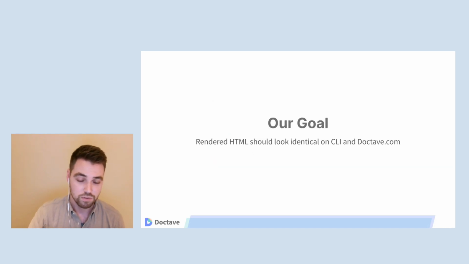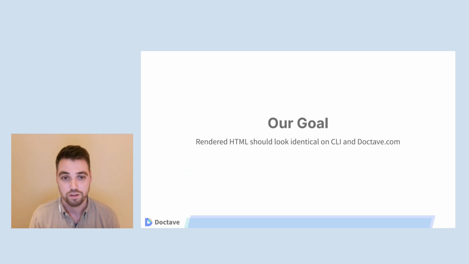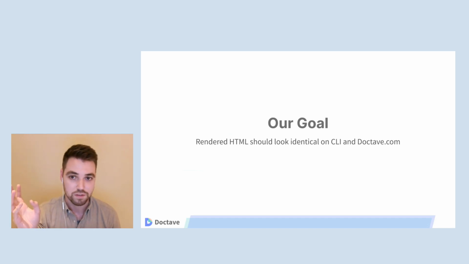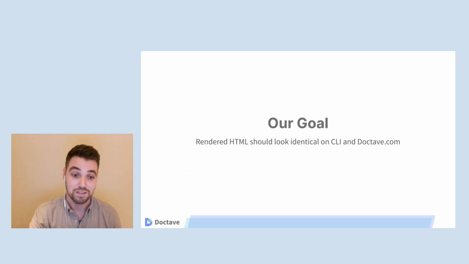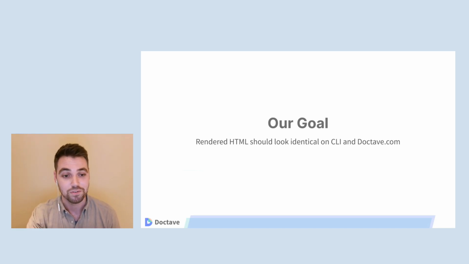So one of the goals here, of course, was that the HTML that we generate had to be identical, both when we were using the CLI and Doctave.com. I didn't want them to be different. But of course, now these two things are built in two different languages, so this presents a problem. How are we going to actually make sure that we achieve this goal? Because this is a key feature of Doctave, we need to do this very well.